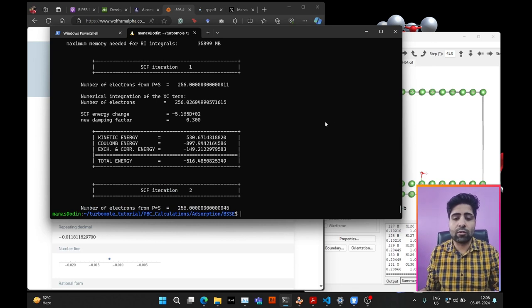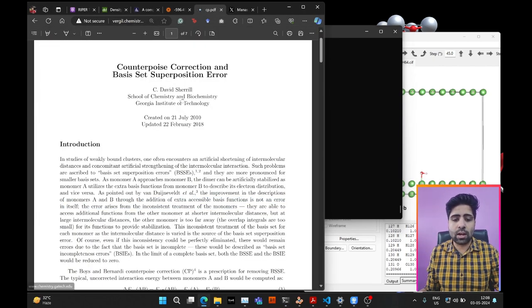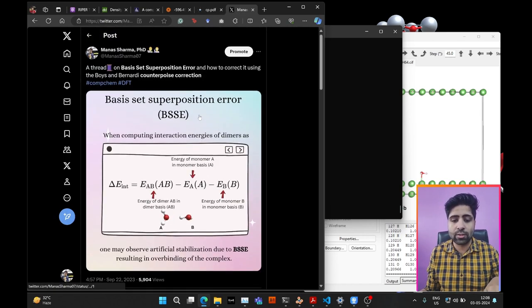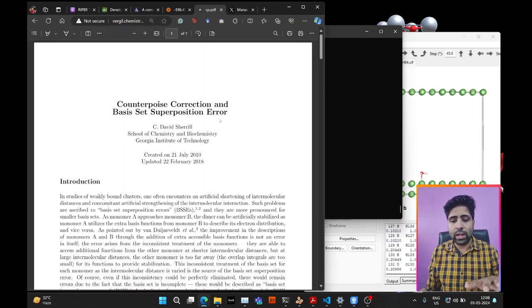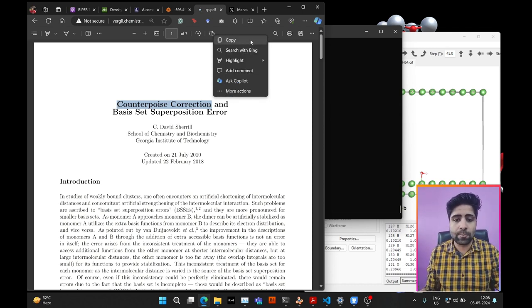But this calculation is still running, so in the meanwhile I will put the link of this really nice article on basis set superposition error in the description down below. You can also check out my Twitter thread on this. I will also put a link to it in the description down below. And by the way, this procedure that we are following to get rid of the basis set superposition error is actually called counterpoise correction. So we are simply applying this counterpoise correction to obtain the BSSE corrected adsorption energies.